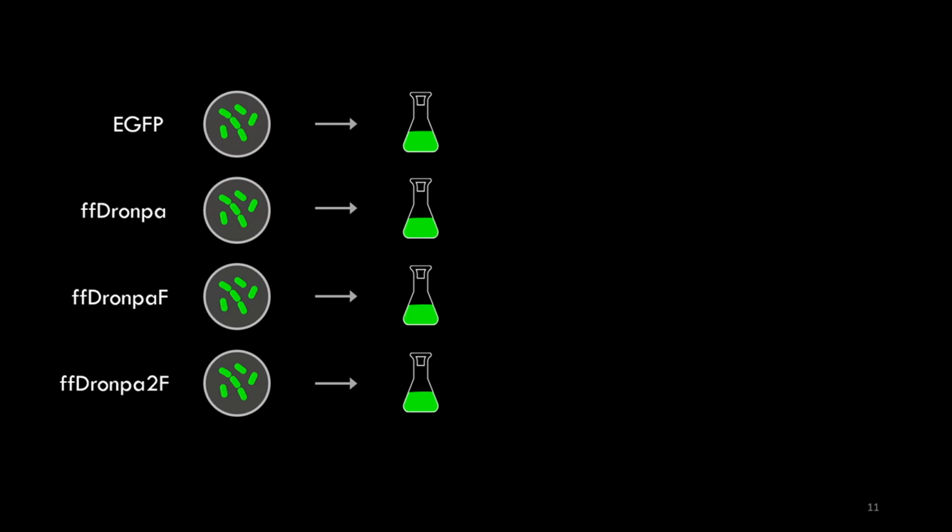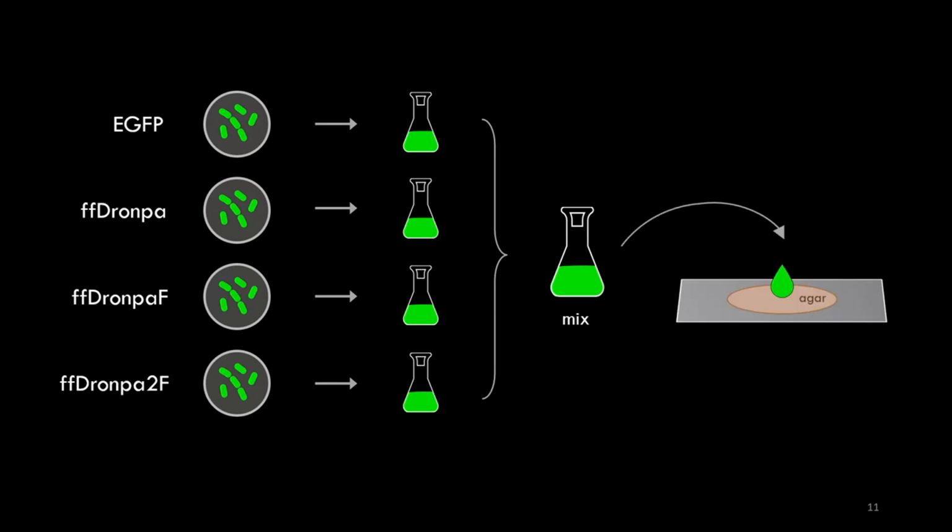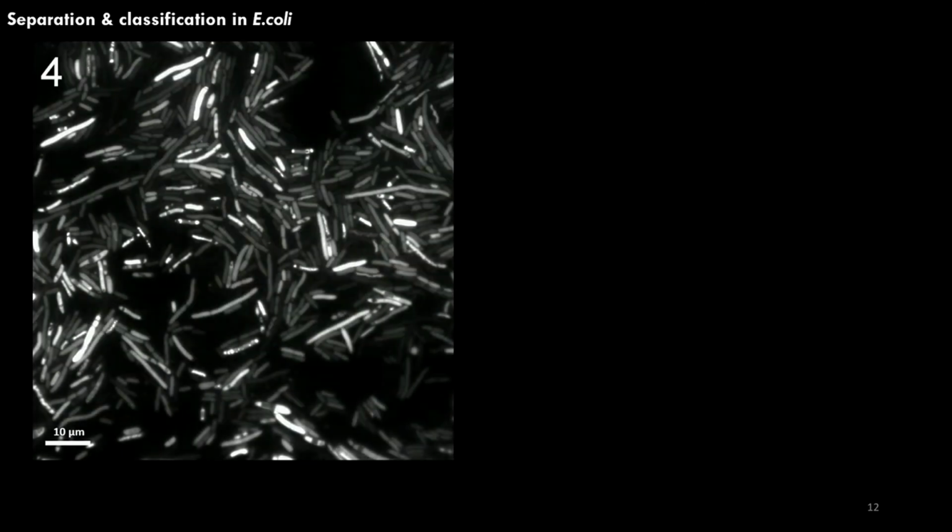So we had the fluorescent proteins expressed separately in separate dishes. We made the cultures, and then we made the mixture of all these fluorescent proteins, which we embedded in agar and put on a coverslip and did the imaging. And how does it look? So this was the mixture of the bacteria. Each bacterium expressed different fluorescent proteins, and we applied our method to separate these proteins and classify them to be able to say in which bacteria is which protein.